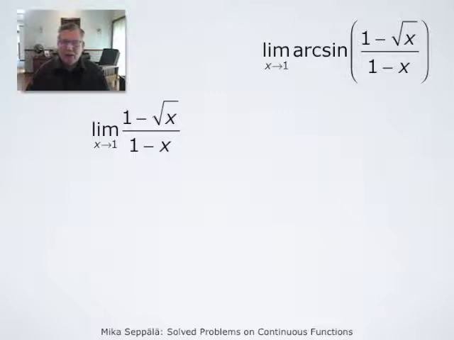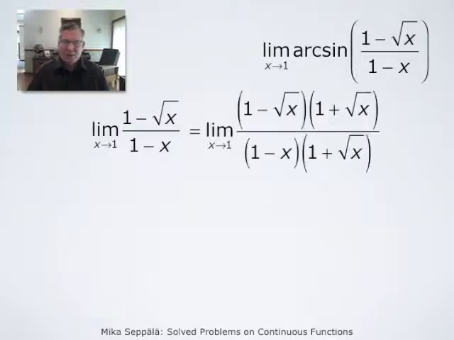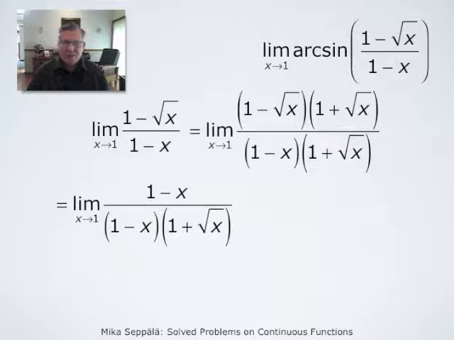And the rewriting is that we multiply and divide by the conjugate square root expression. So we multiply and divide by 1 plus square root of x. So the expression (1 minus square root of x) divided by (1 minus x) becomes (1 minus square root of x) times (1 plus square root of x) divided by (1 minus x) times (1 plus square root of x). (1 minus square root of x) times (1 plus square root of x) simplifies to just 1 minus x.